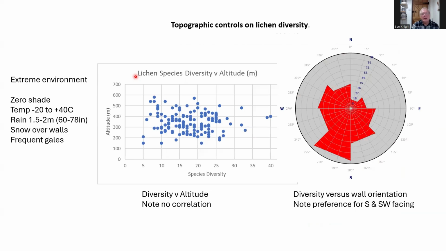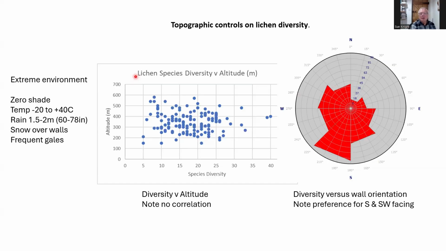I have to just emphasize the extreme environment that these walls are under. They have zero shade. And even in the valley, we've measured temperatures from -20 to +40 in the 10 years that we've lived there. The rainfall just never stops. It's between 1.5 and 2 meters, that's some 60 to 78 inches of rain. And we've seen snowdrifts over the top of the walls. And there are frequent gales.